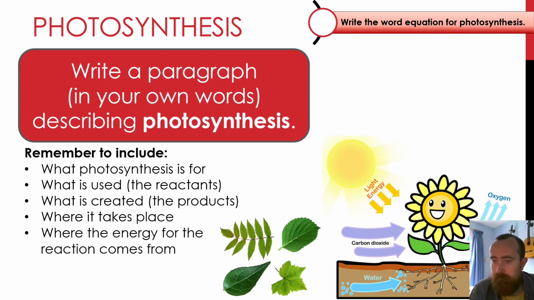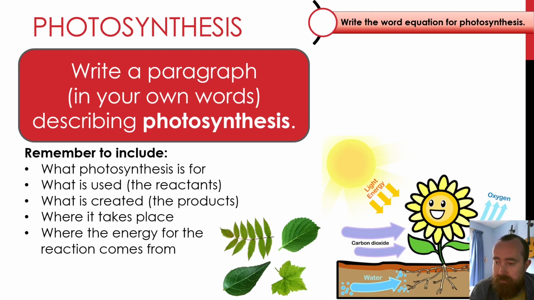So let's answer the question. Photosynthesis is the way which plants create their food. It's the way they create glucose, which they then use in their respiration. They use it to build themselves up. The reactants for photosynthesis are carbon dioxide and water. What's created are oxygen and glucose.